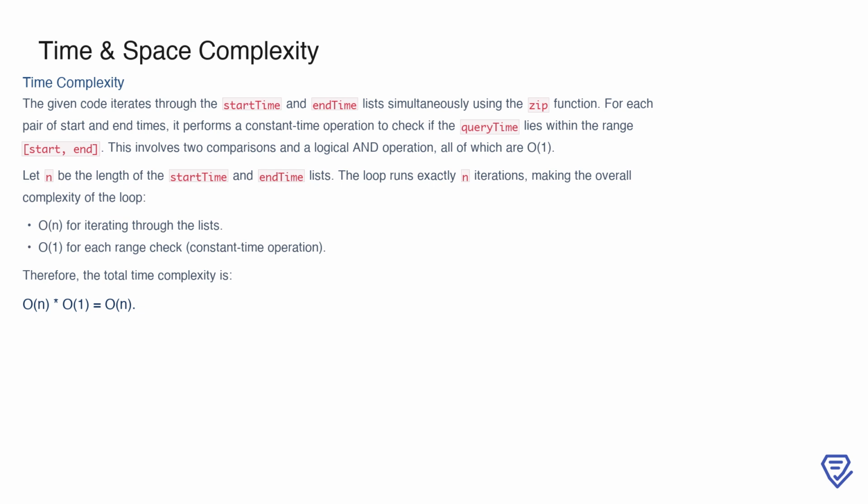Now, if the lists start time and end time have a length of n, the loop will iterate exactly n times, once for each pair of start and end times. This gives a complexity of O(n) for the loop, as it scales linearly with the input size. Combining this with the constant time range check inside the loop, the total time complexity of the algorithm is O(n) multiplied by O(1), which simplifies to O(n).